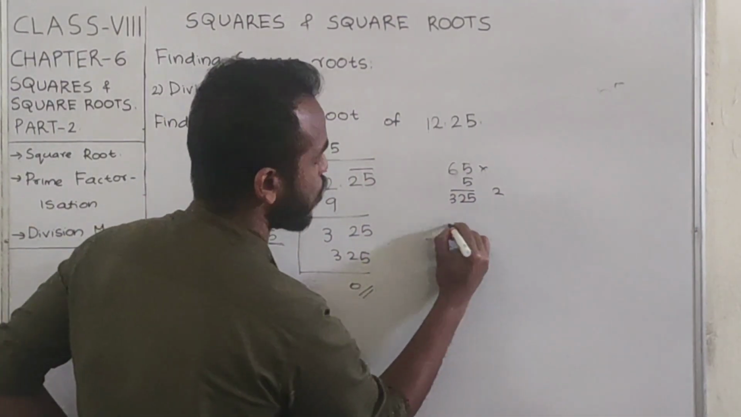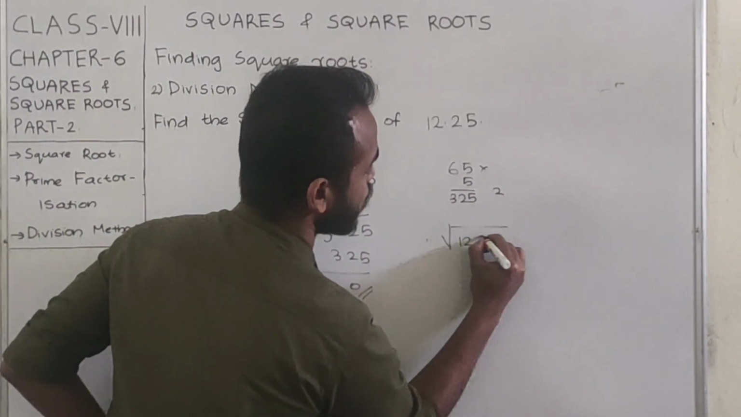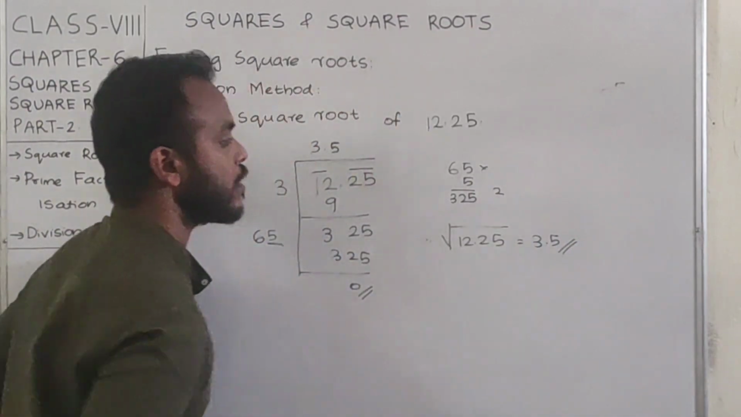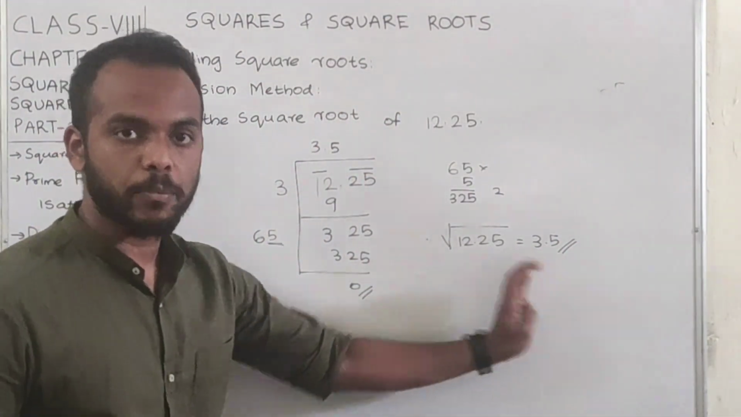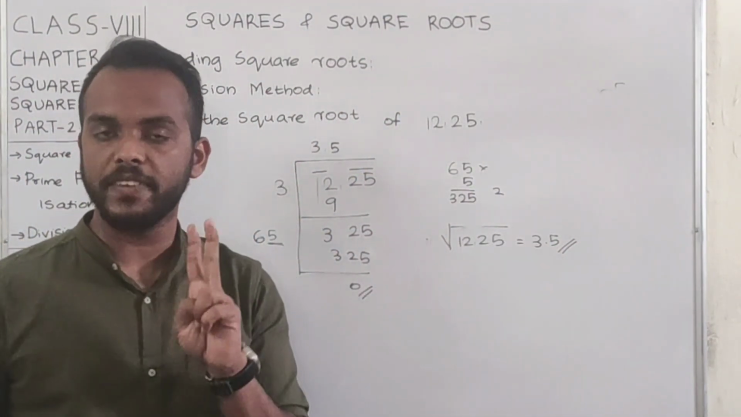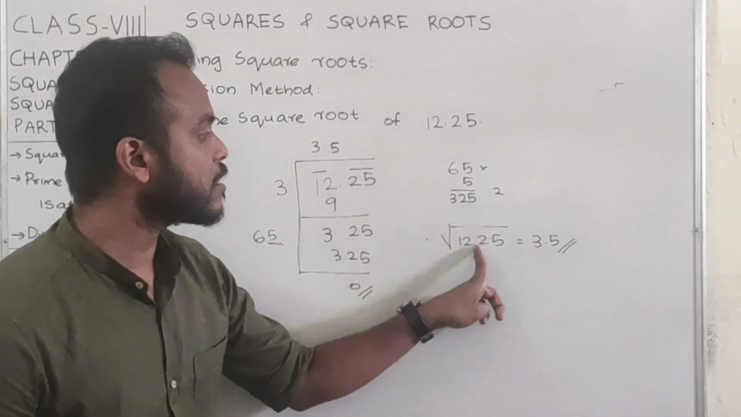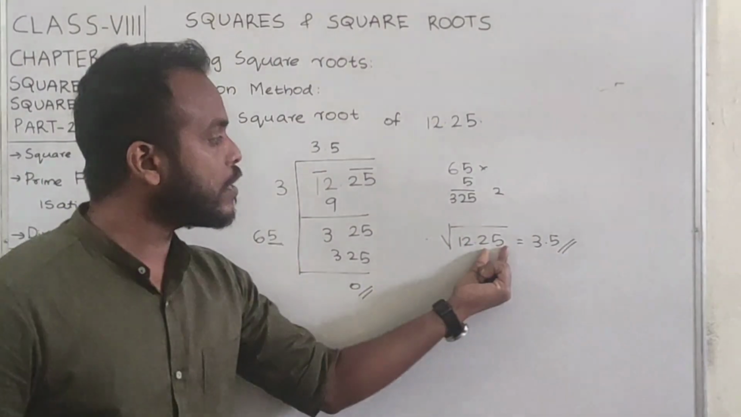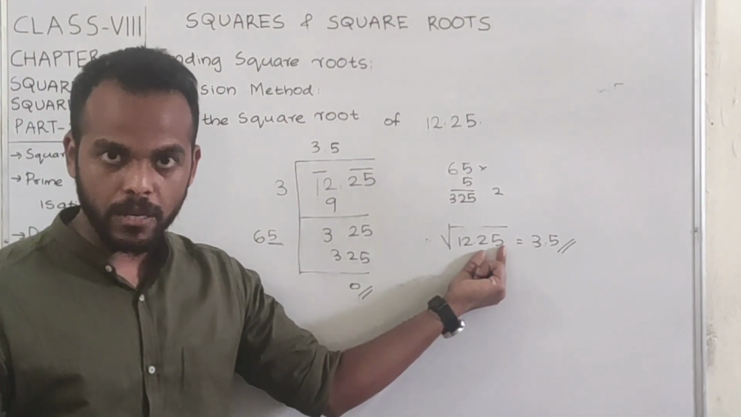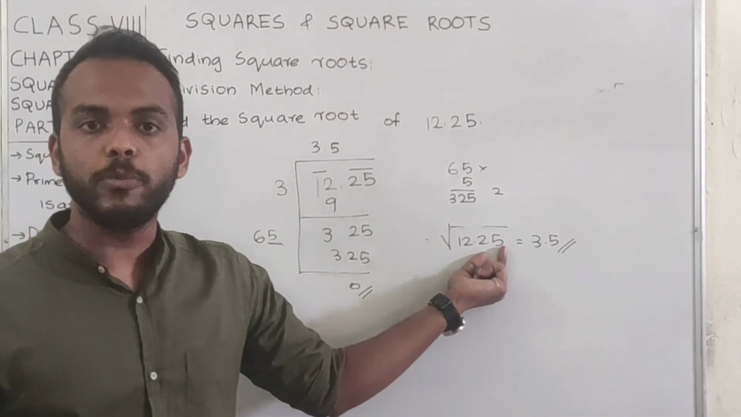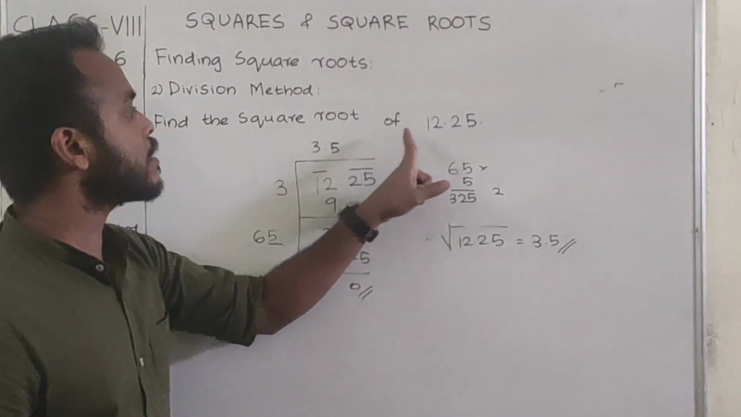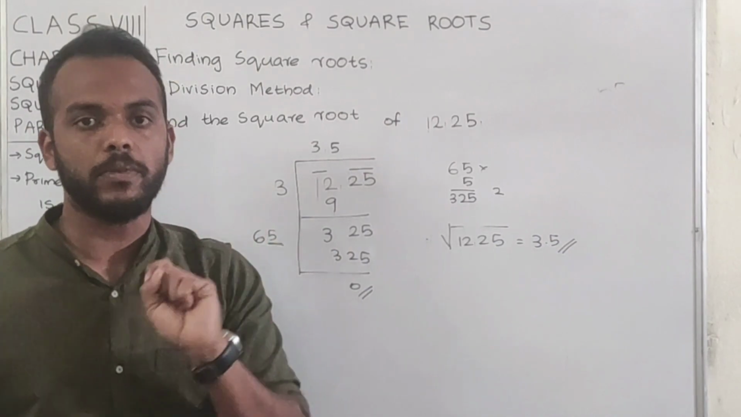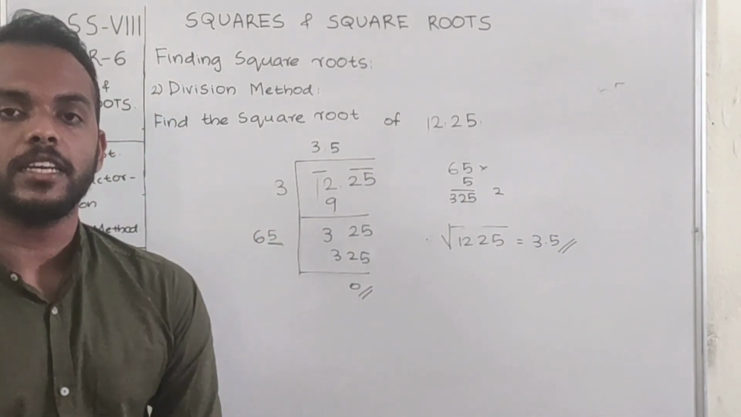Then we can write root of 12.25 is 3.5. When we multiply 3.5 and 3.5, how many decimals would we get? 2 decimals. That 2 decimals is here also. So that's an intuition. If there are 2 decimal values in the number that is given to be found the square root, then the answer will have 1 decimal. That is the concept that you can keep with you.